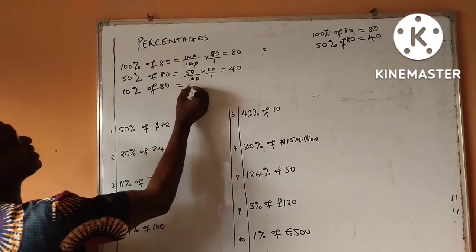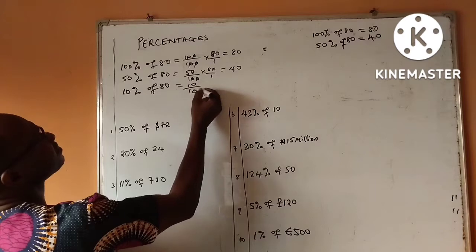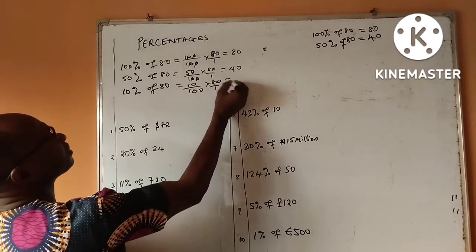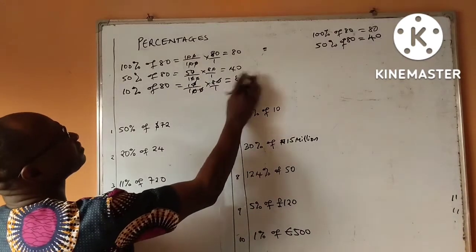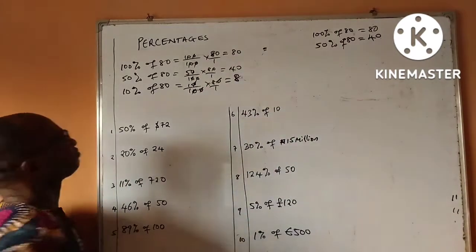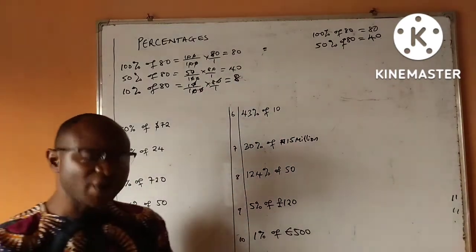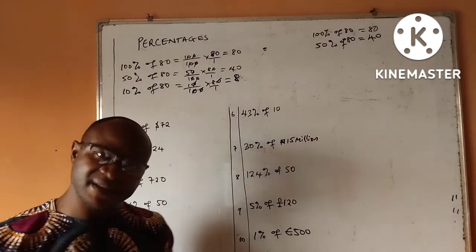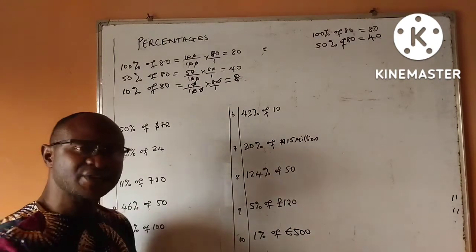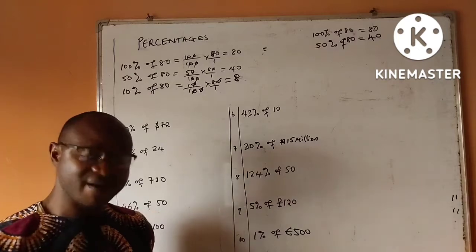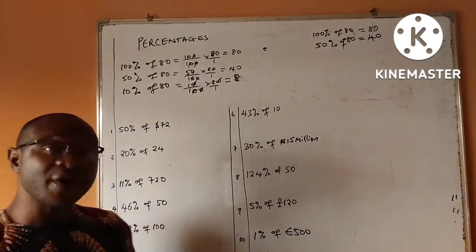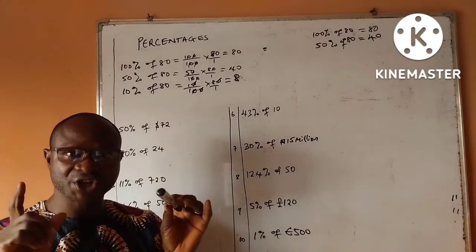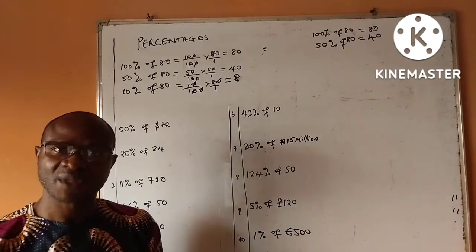10% of 80 is 10 all over 100 multiplied by 80 over 1. 0 cancels 0, 0 cancels 0. 1 times 80 is 8. So we can now say that 10% of any number is that number divided by 10. 10% of 1,000 is 100. That is 1,000 divided by 10. 10% of 5 is just 0.5.